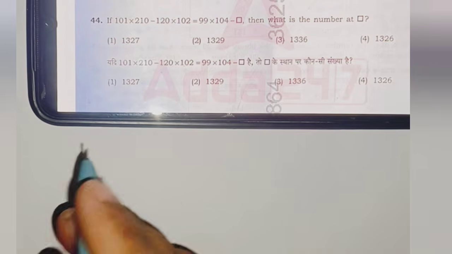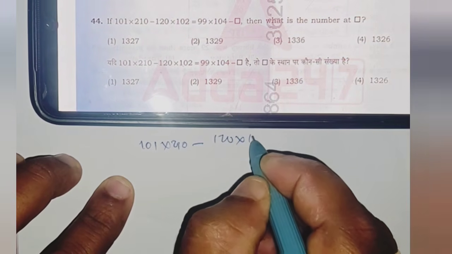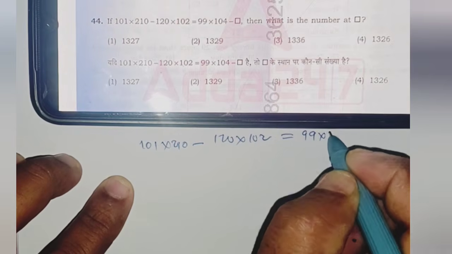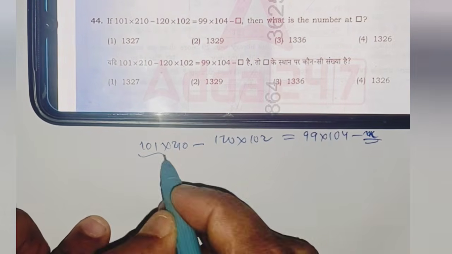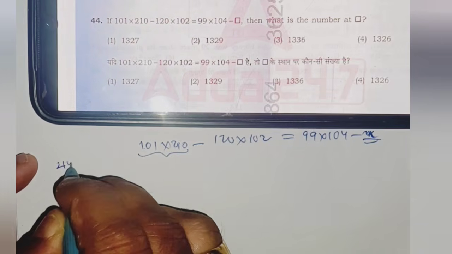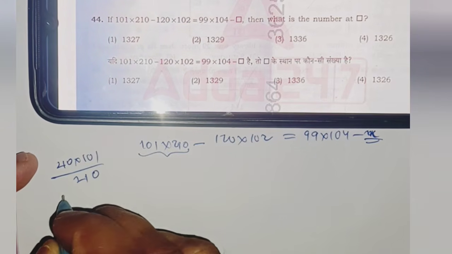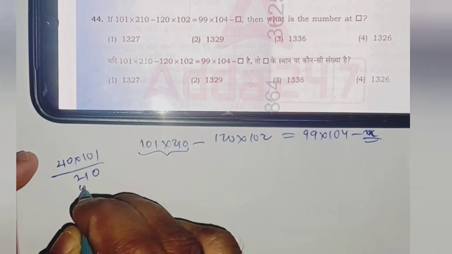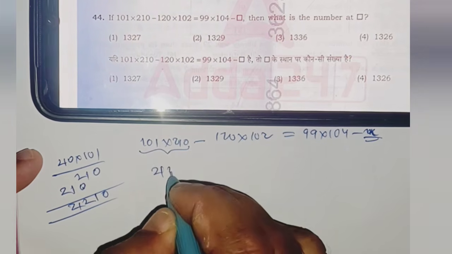It's a matter of simplification only. 101 into 210 minus 120 into 102 is equal to 99 into 104 minus x. We need to find the value of x here. So multiply these numbers first. 210 into 101 gives us 21210.